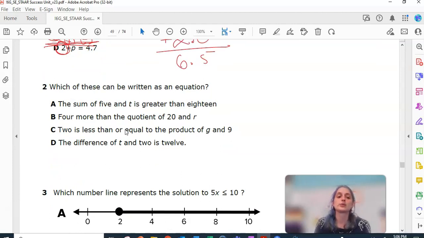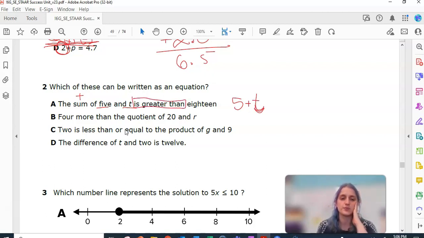For 2, our scratch work is to rewrite these word phrases as algebraic phrases, expressions, inequalities, or equations. So the sum means I'm adding, of 5 and t. So I'm going to add 5 plus t. I do my t's with this little curvy bit so that it doesn't look like a plus sign. Is greater than, I know it says is, but we have to read the whole thing. Is greater than kind of goes together. That is a greater than symbol. 18.